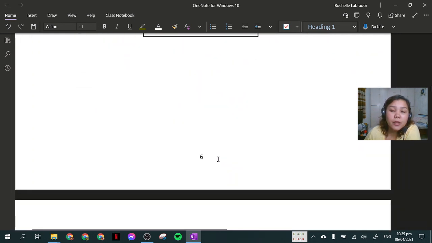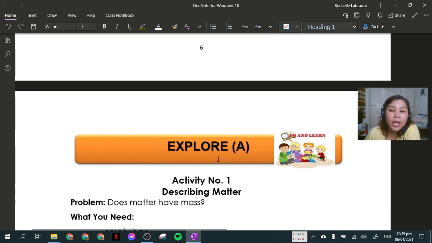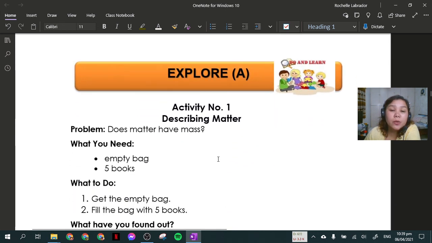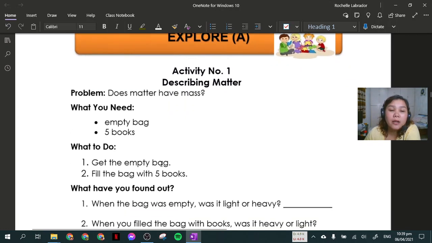Okay, let's proceed with page 7, Explore A. For activity number 1, it's about describing matter. The problem that we need to answer for Explore A: does matter have mass? So what you need: empty bag, any empty bag, an eco bag will do, or any plastic bag. 5 books, any books. So what to do? Step 1, get the empty bag. And then step 2, fill the bag with 5 books.